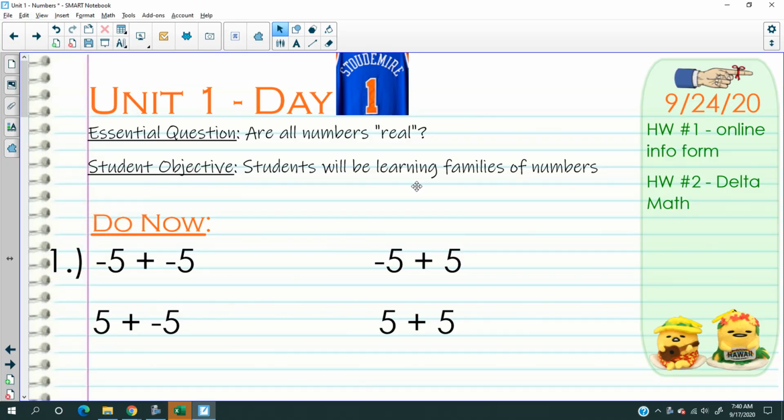Hello, everyone. So here's our lesson. Unit One, Day One. The essential question is important. Sometimes when I post essential questions, I don't even read them, but today we're going to try to answer this question: are all numbers "real"? I put the word "real" in quotation marks, and I'll explain in a second what that means. So first of all, the Do Now.